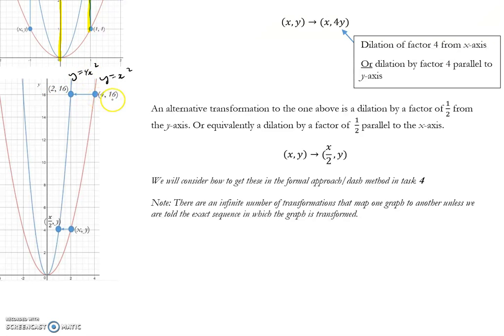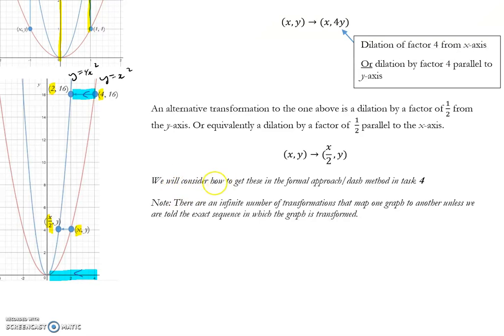So this point here, (4, 16), is mapped to (2, 16). What's happened is the x coordinate has been halved, and it's going towards the y-axis. So we call it a dilation by a factor of a half from the y-axis. Equivalently, again, parallel to the x-axis. It's a different way of saying it. So that transformation is parallel to the x-axis.